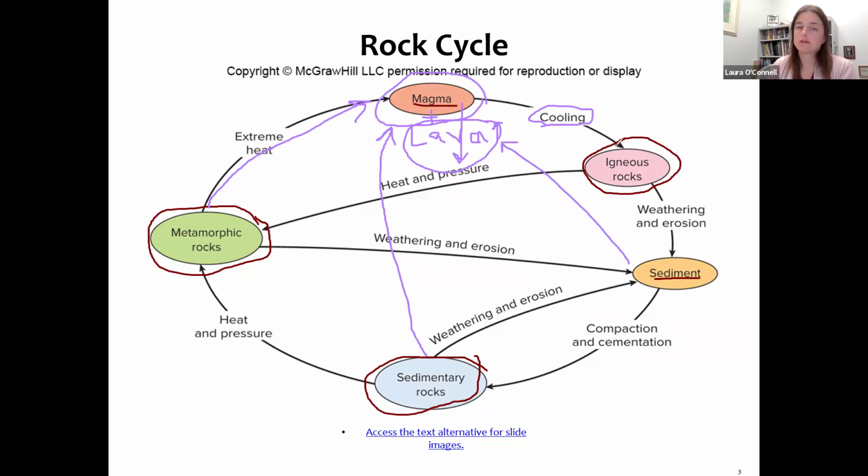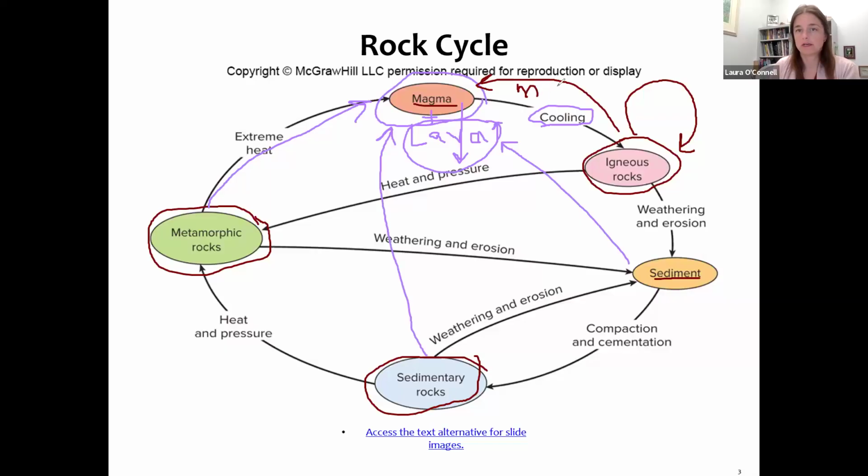Can igneous rocks melt and become magma and lava and then make a new kind of igneous rock? Most definitely. So my favorite annotation to put onto the rock cycle is this one. An igneous rock can melt and cool and become an igneous rock. So we can say it could melt.